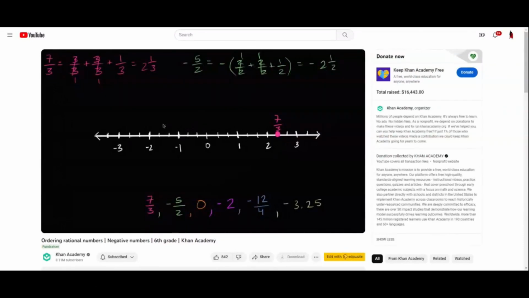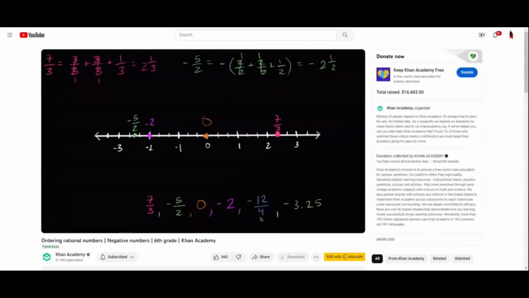Let's see, negative 1, negative 2, and then negative 2.5 is going to be halfway between negative 2 and negative 3. So it's going to be right over there. So that is negative 5/2. Then we have 0, not too difficult. It's actually labeled on our number line for us. Then we have negative 2, once again on our line for us. Two whole numbers to the left of 0. So negative 2 is going to put us right over there.